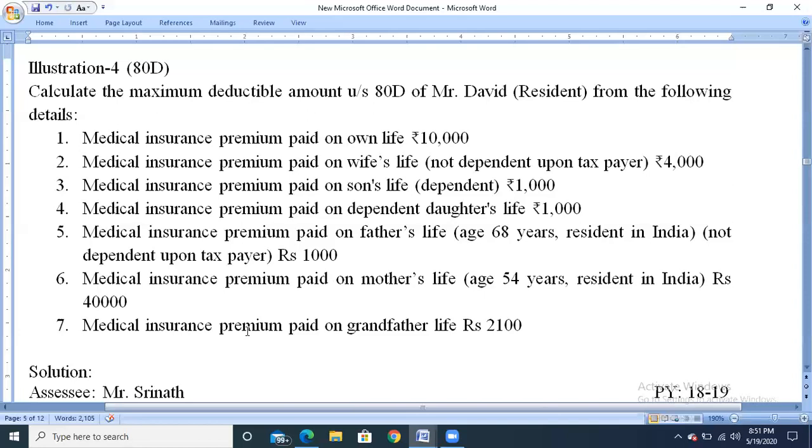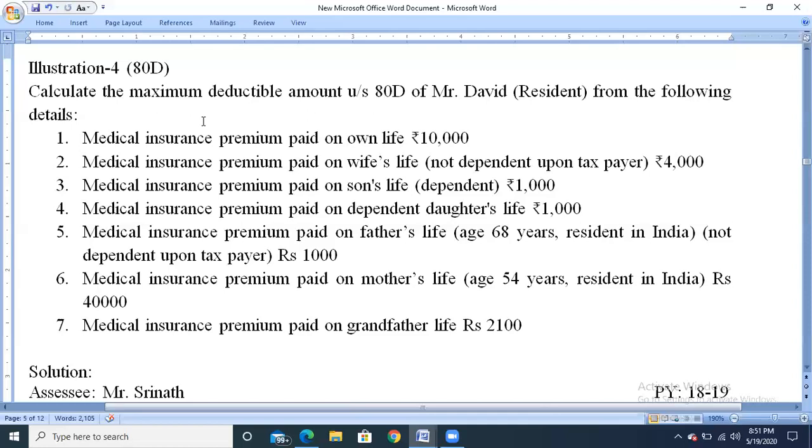And the last one, medical insurance premium paid on grandfather's life, rupees 2,100. Here they have given the grandfather, and he will not be considered as family. So we are not going to consider the premium paid for the grandfather under section 80D.